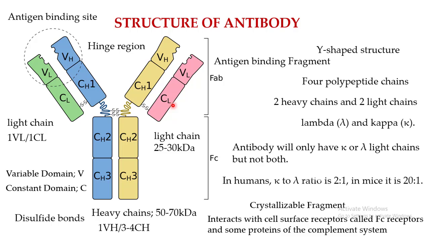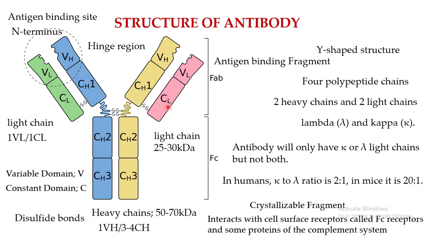Now, the ratios of these lambda and kappa are also different in many different organisms. For example, in humans, the kappa to lambda ratio is 2 to 1, but in mice, this particular ratio is 20 to 1.